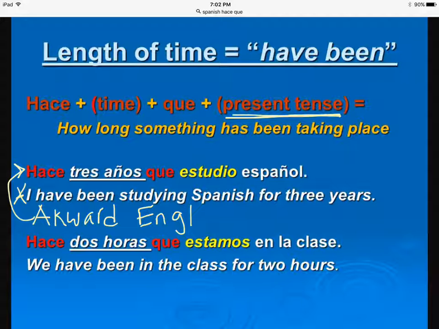All right, let's look at another one. We have been in the class for 2 hours. So your awkward sentence would be, it makes 2 hours that we are in the class. Then after your awkward sentence in English, you would be able to easily translate it into Spanish. Hace 2 horas que estamos en la clase. And notice you're always using the formula too. It's always going to be hace plus a period of time plus que plus the present tense verb.